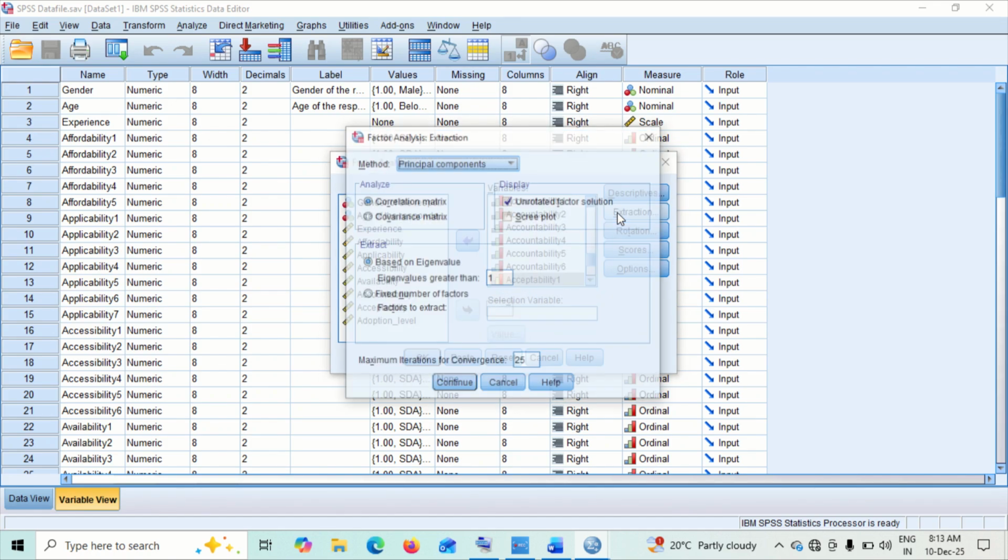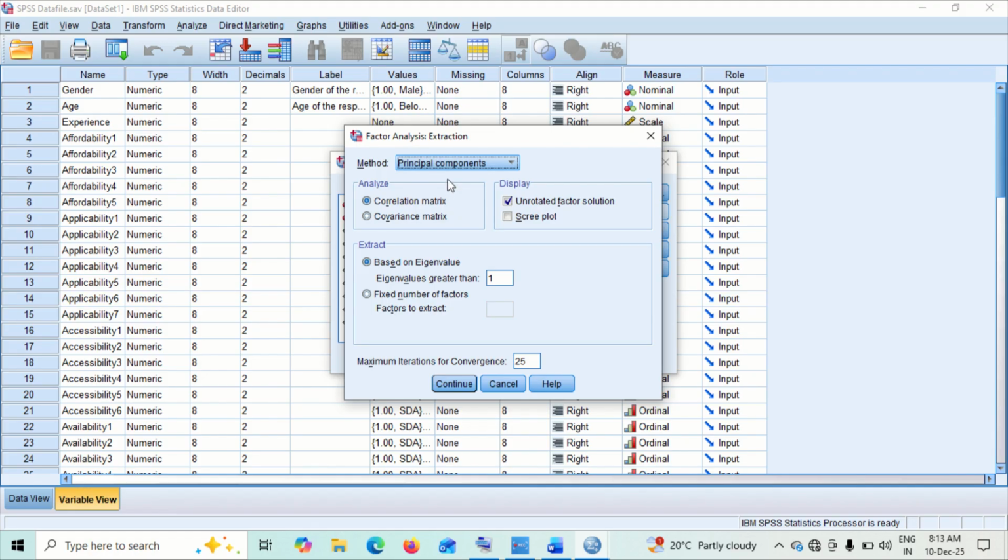Thereafter, in the extraction method, the principal component method is selected. There are different methods used to extract the components: principal component analysis, unweighted least square, generalized least square, maximum likelihood, principal axis factoring, alpha factoring, image factoring. Here the most appropriate method is principal component analysis. From the display format, we have to select unrotated factor solution and also the scree plot.